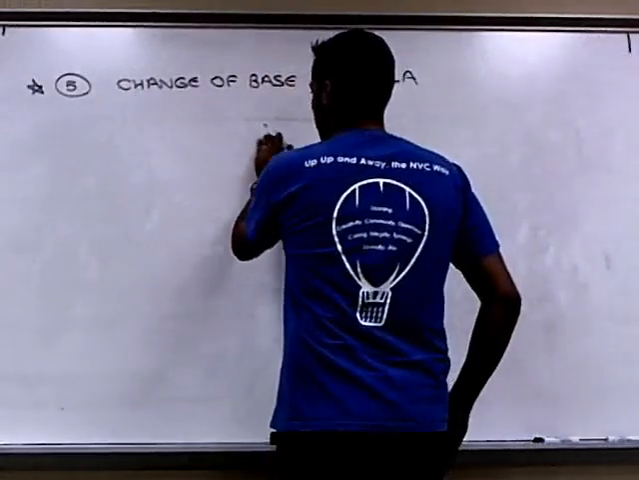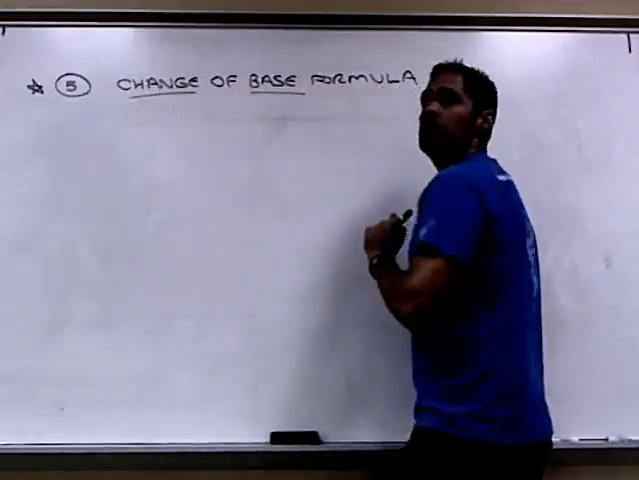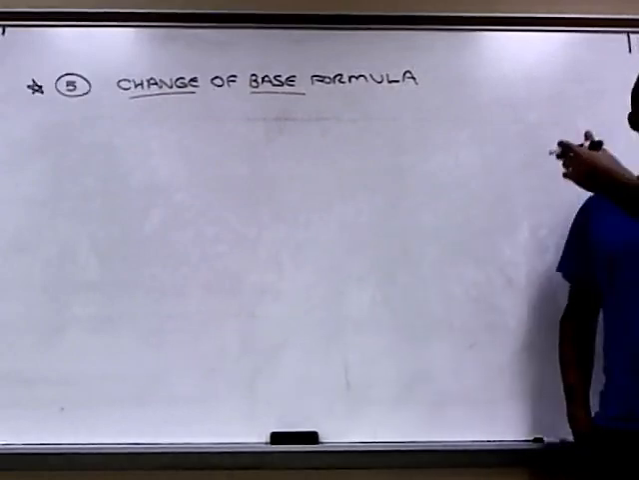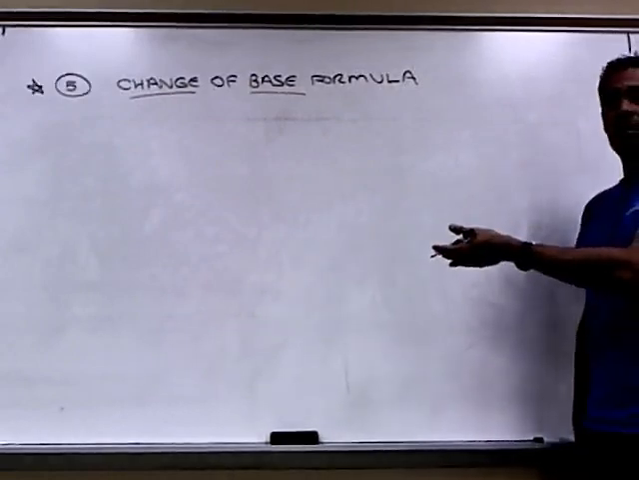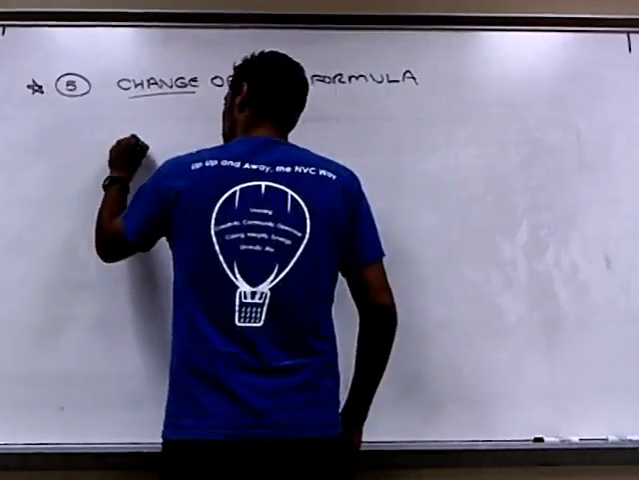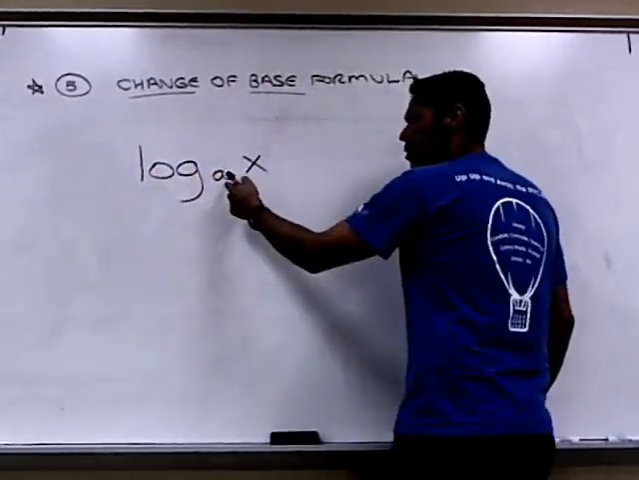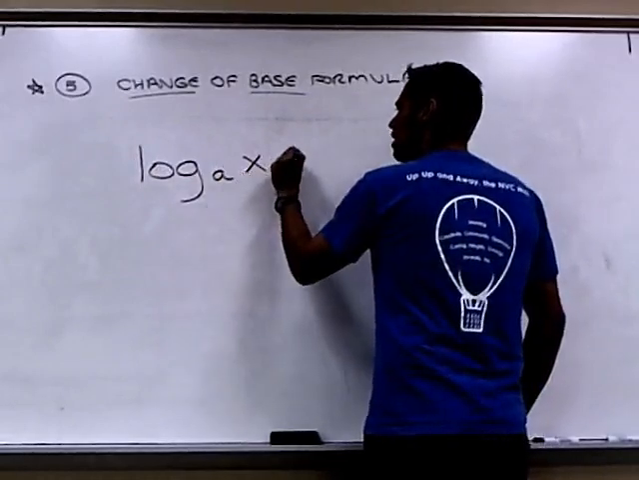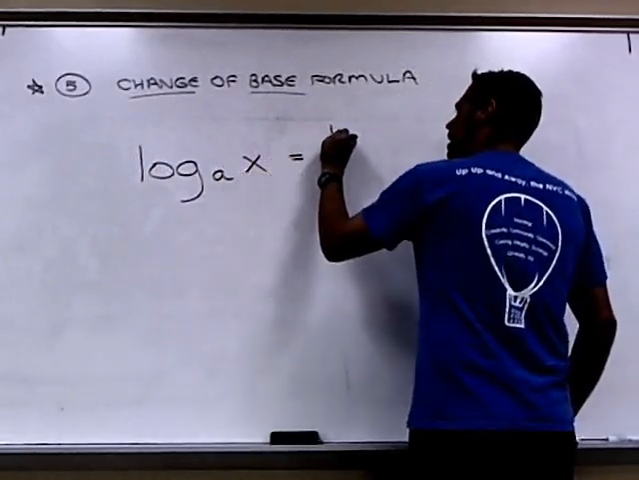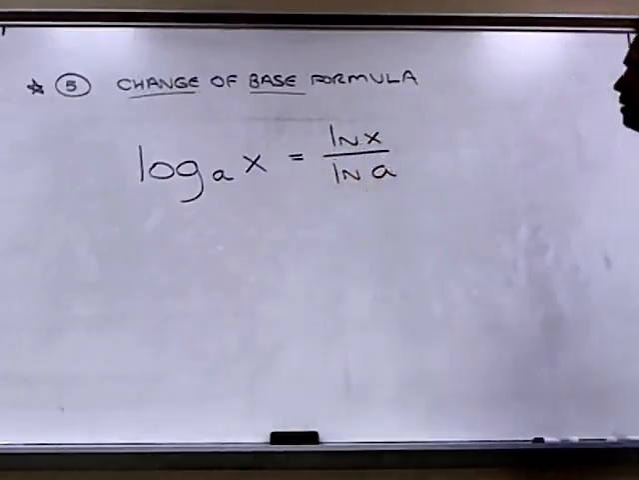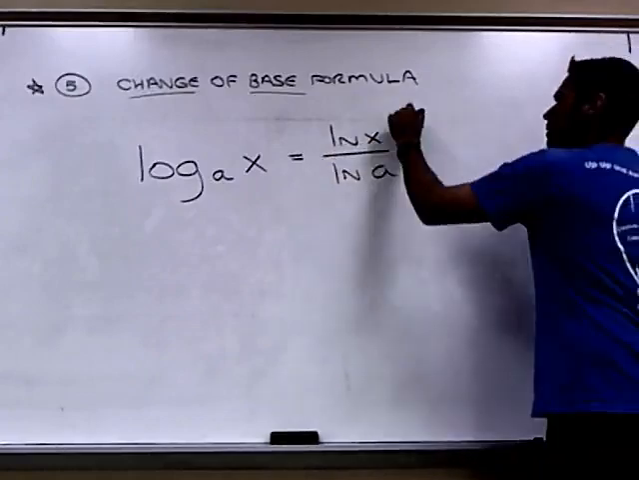Now here's the formula. It says it's a way that we can change bases, all right? If I have a certain log and it's in a certain base and I don't want it in that base, I can change it to a different base. And here's the way it works. If I have log base a of x, does not matter what the base is, I can always change that by making it natural log x divided by natural log a. That's the Big Daddy formula right there.